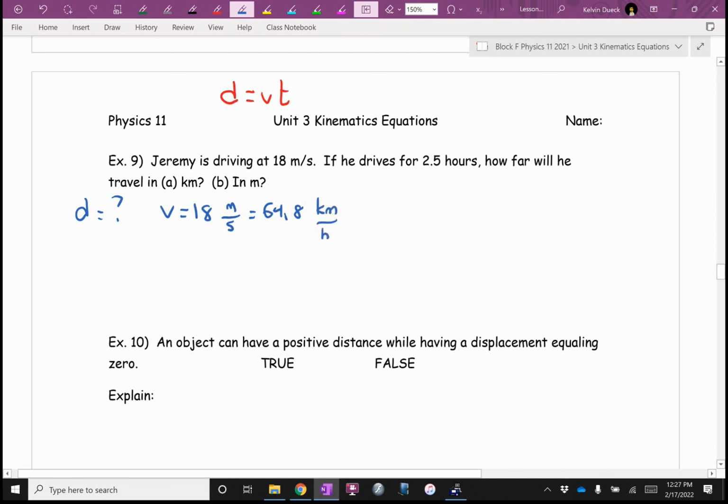Okay, let's keep reading. Jada, what's that 2.5? What are the units next to that 2.5? So it's got to be a time, right?